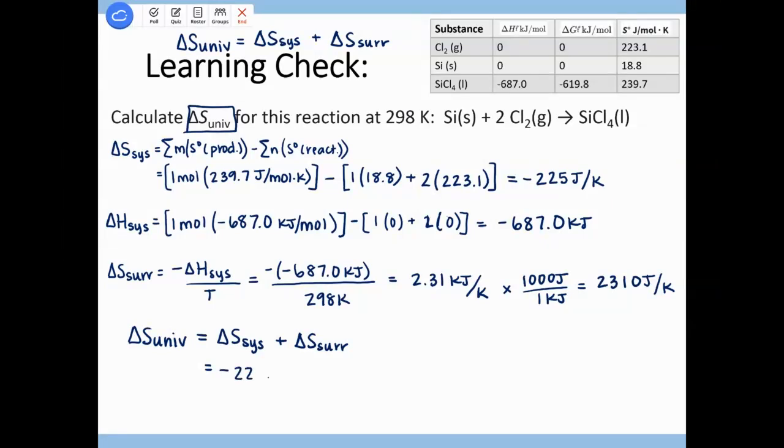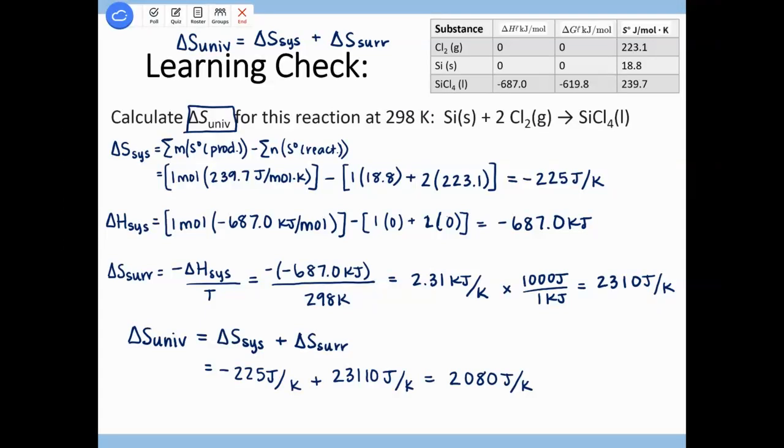So negative 225 joules per Kelvin plus 2,310 joules per Kelvin, 2,080 joules per Kelvin is our final answer, delta S of the universe.